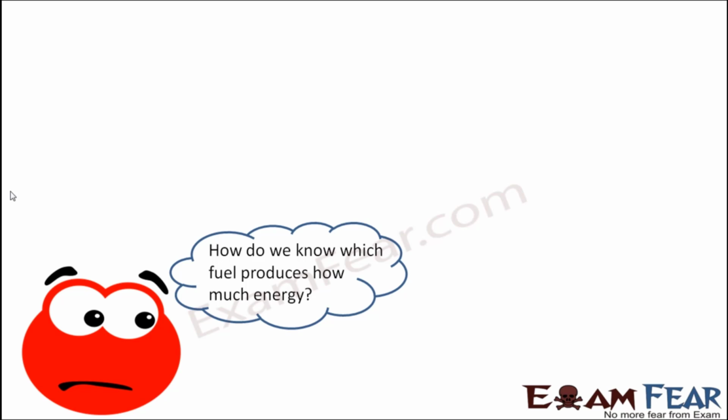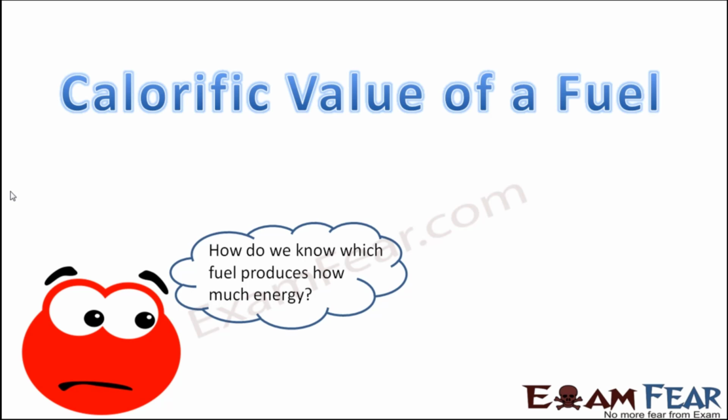But now the question is, how do we know which fuel produces how much energy? We looked at all the characteristics of fuel, and we said that a good fuel is one which generates more amount of energy. But how do we know which is generating how much energy? How do we calculate, or how do we measure the amount of energy that is produced by a fuel? For that, calorific value of a fuel was introduced. So calorific value defines the amount of energy that is produced by a fuel.